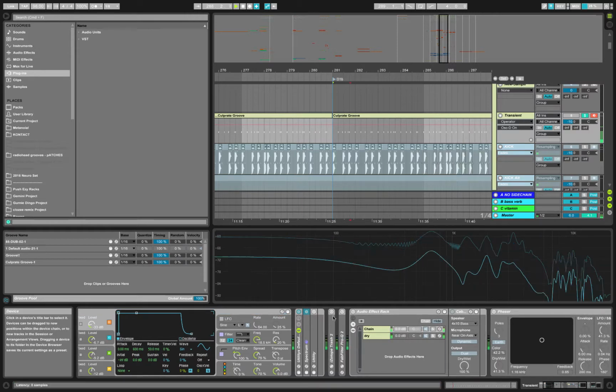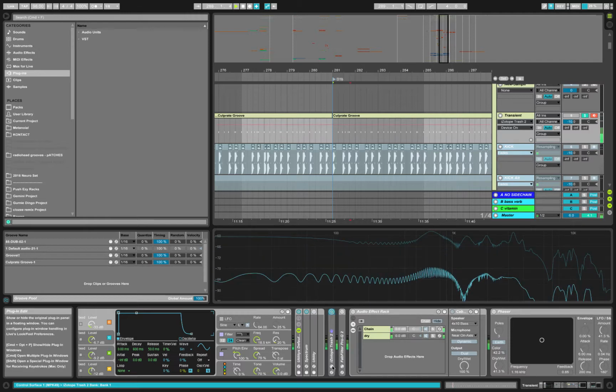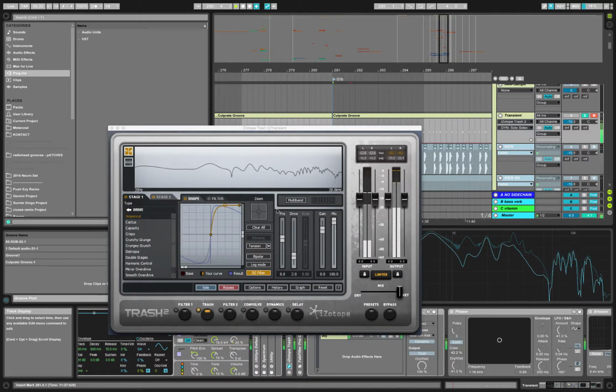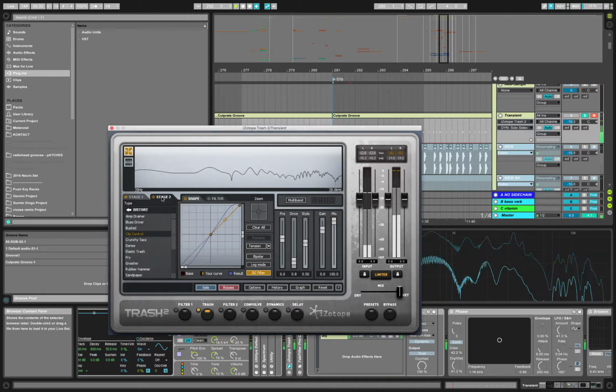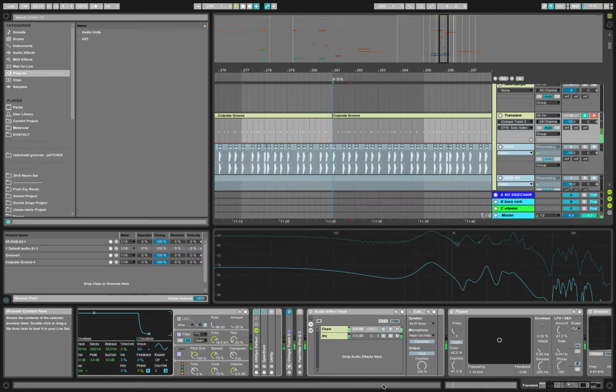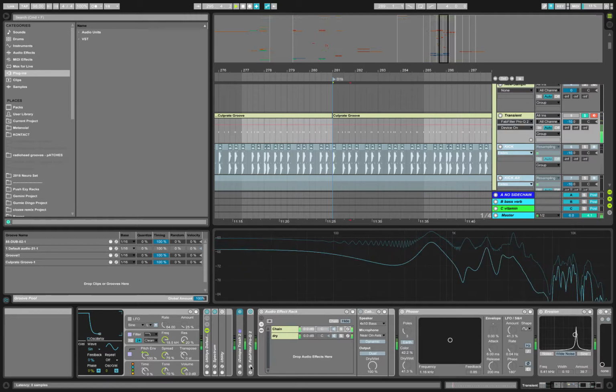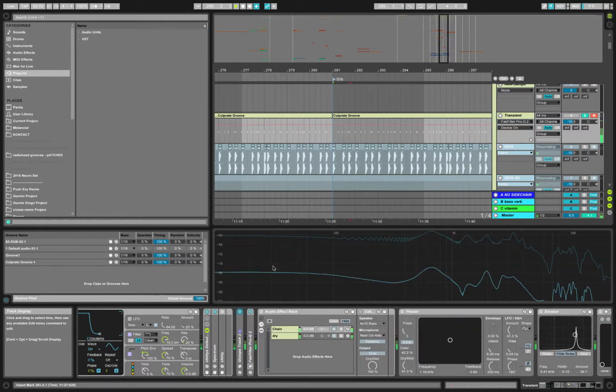Then put it through a distortion unit, like Trash. Okay, so Trash has got a pretty decent limiter in it, so you can push these different distortion modules pretty hard. Then take out a bit of that sharp bite with an EQ.